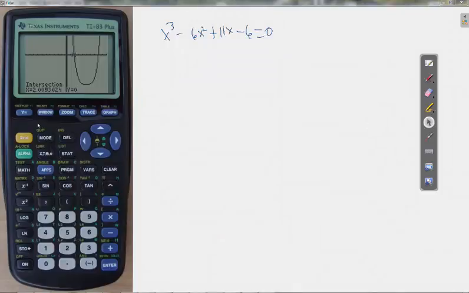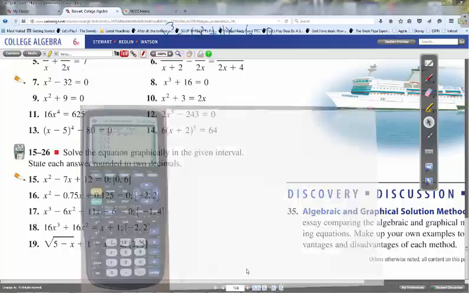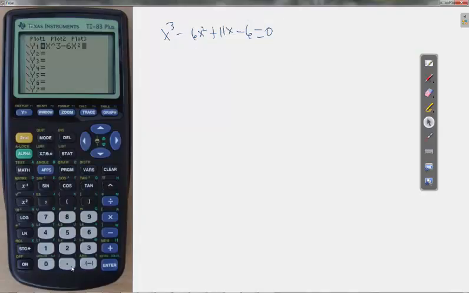Alright, I will once again demo both methods. Let's go a bit faster this time. So let's plug in x to the third minus 6x squared. I'll double check that's correct. Yep, that's right. Plus 11x minus 6.